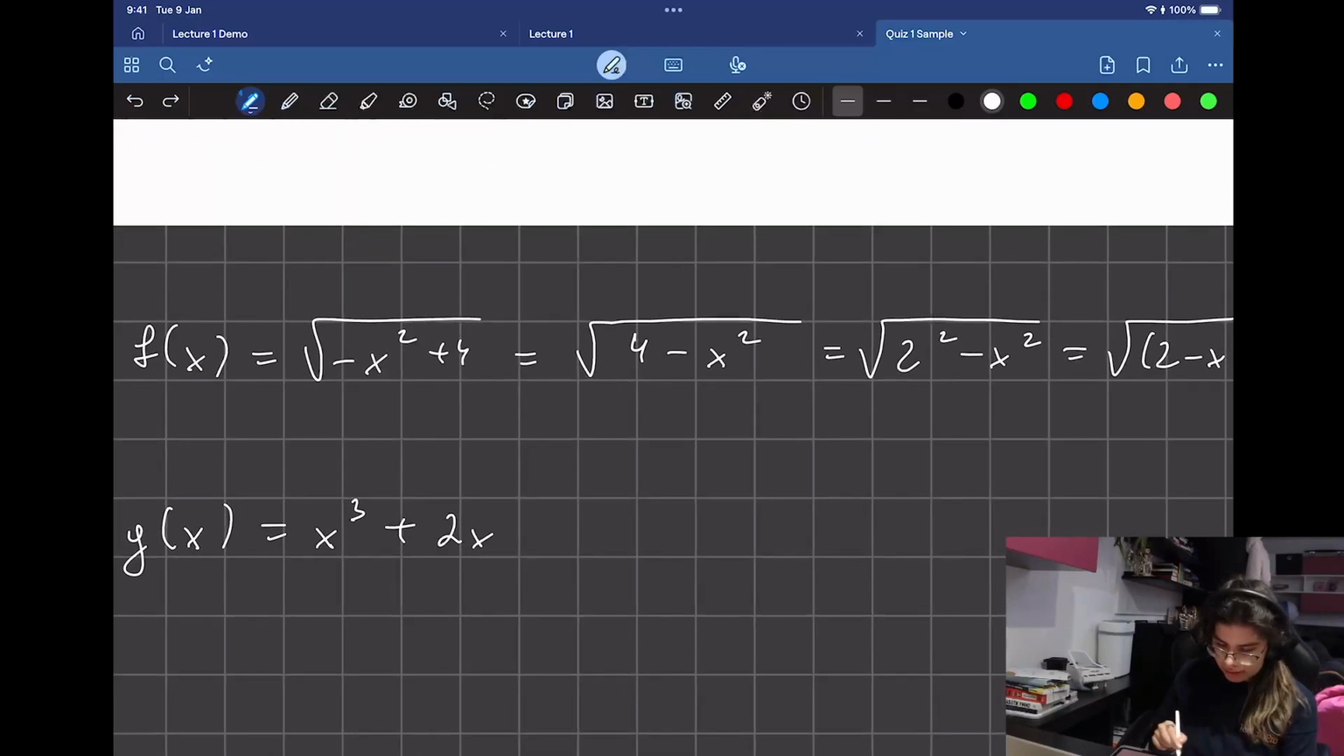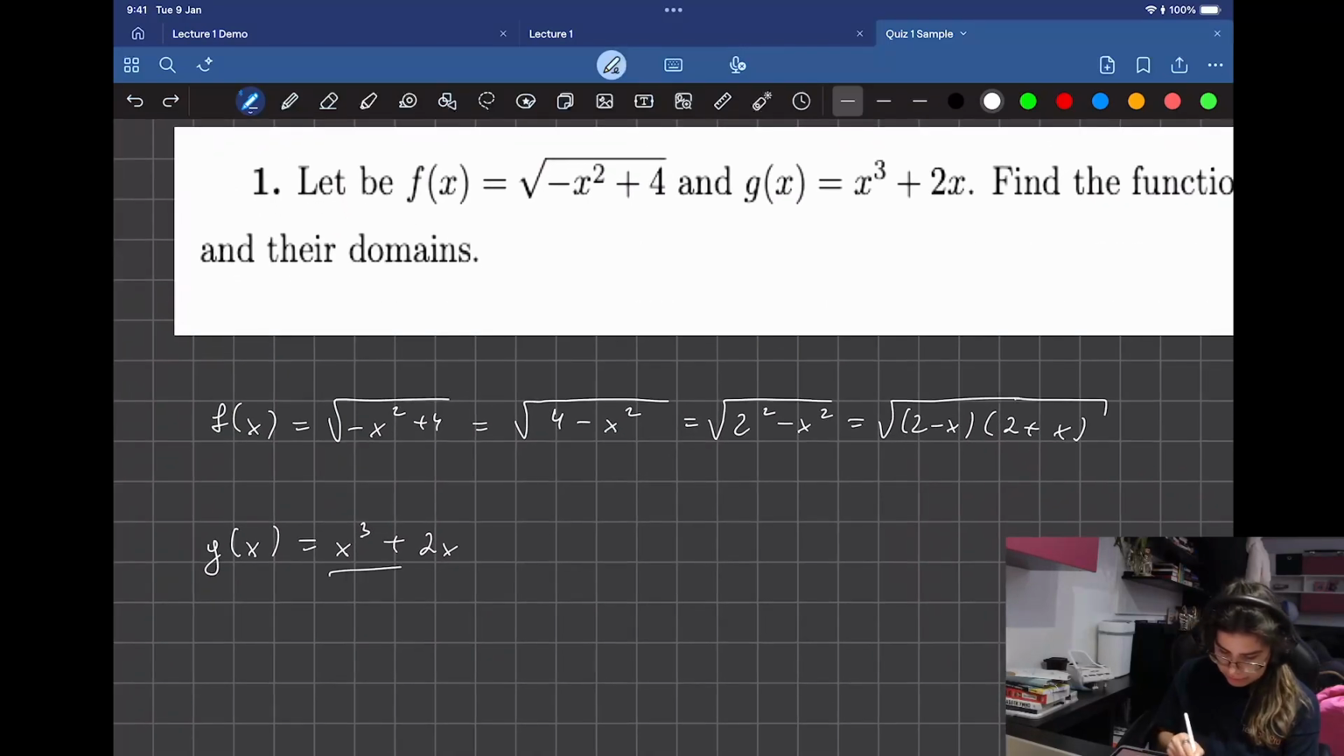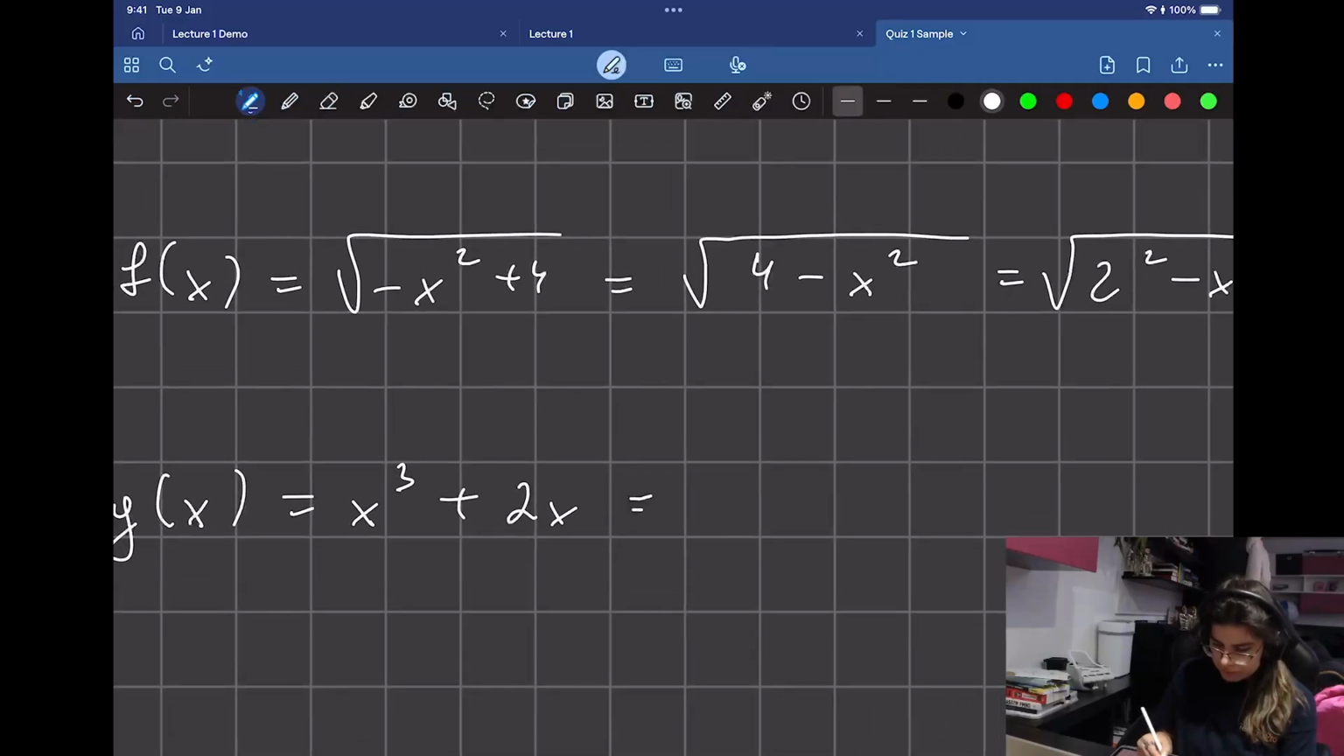And then, can we simplify g? Well, not really. There isn't much we could do. We could potentially take an x out and do x times x squared plus 2, but it doesn't really make much sense. We don't really need it in this case, so we can just leave it at that.